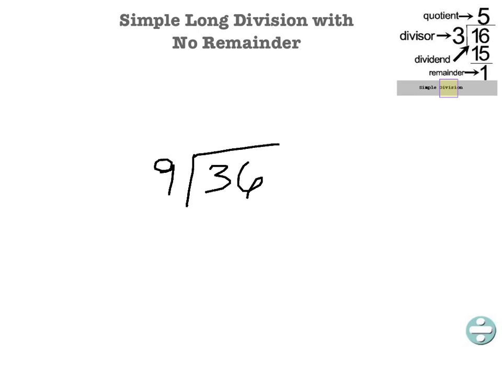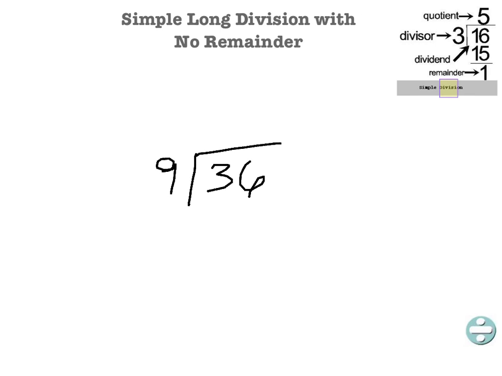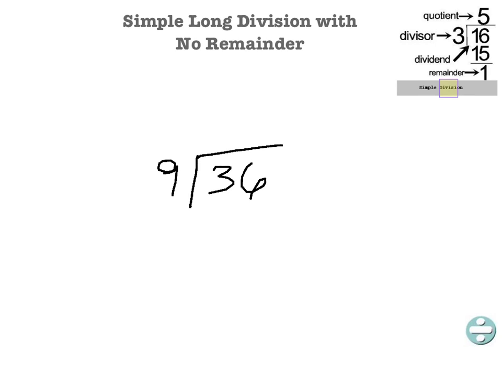As you can see, I have 36 divided by 9. The first thing I need to ask myself is, can 9 go into 3? We always start with the first digit inside the symbol, which would be the 3. And the rule is, if the number on the outside is bigger than the first digit on the inside, then the answer is no. It cannot go into it. It can't be divided into it. So we place a 0 above the 3 because it cannot go into it.